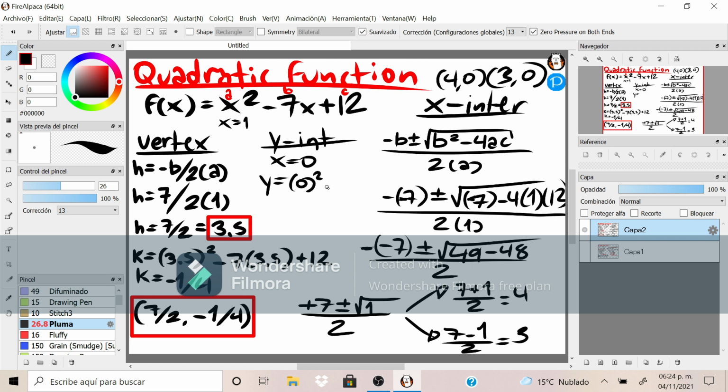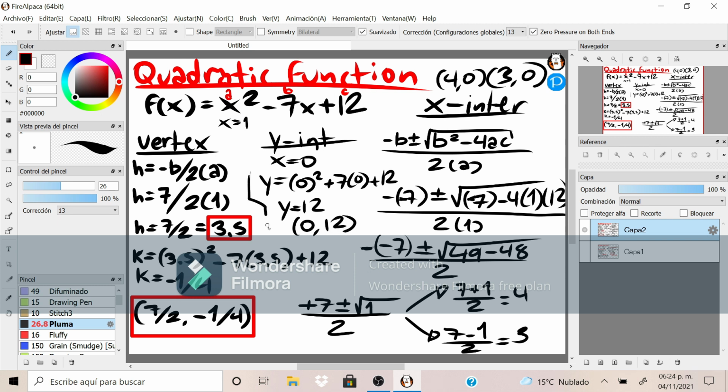0, 2 squared plus 7 squared plus 12. Okay, this is completely different. Plus 12 equals, y equals 12. So our coordinate is (0, 12).